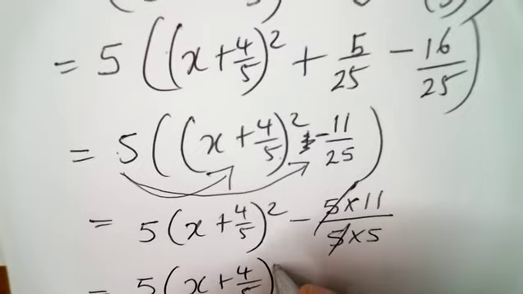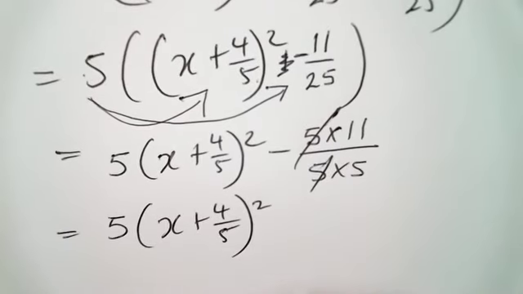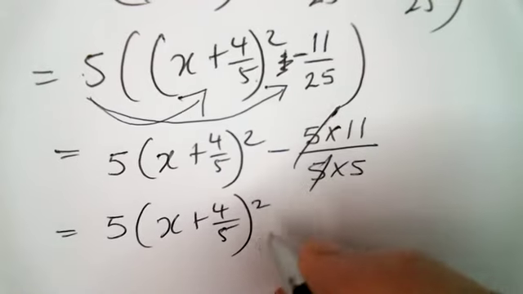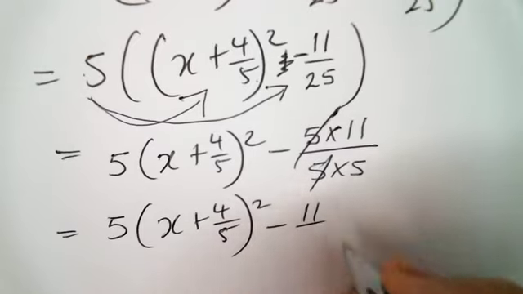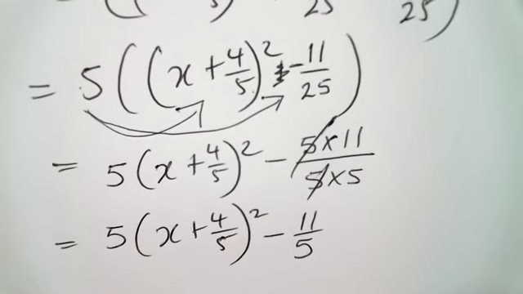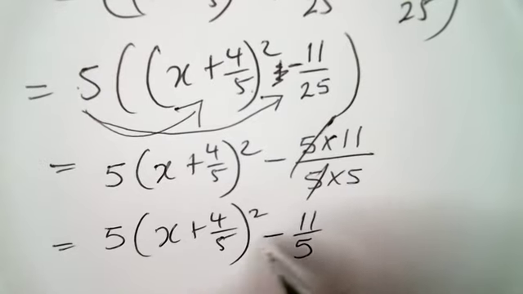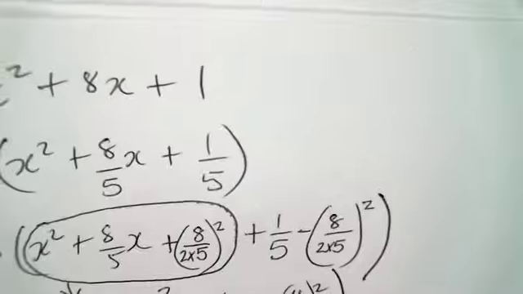And by the way, you'll notice that I'm really dragging this out step by step. And the reason is so people can see how I get from one step to the next. So this is minus 11/5. And the idea is take as many steps as you like. So now we have completed the square. That is the completed square form of the original.